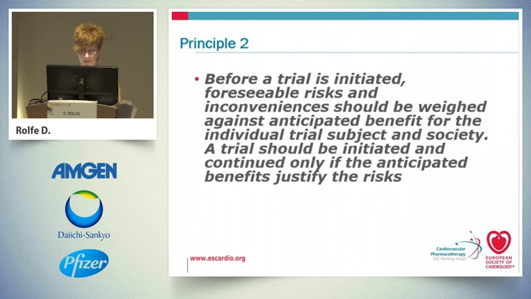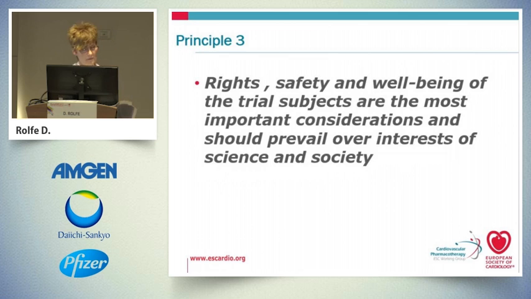So principle two: before a trial is initiated, foreseeable risks and inconvenience should be weighed against the anticipated benefit for the individual trial subject and society. A trial should be initiated and continued only if the anticipated benefits justify the risks. For principle three, the rights, safety and well-being of the trial subjects are the most important considerations and should prevail over interests of science and society.